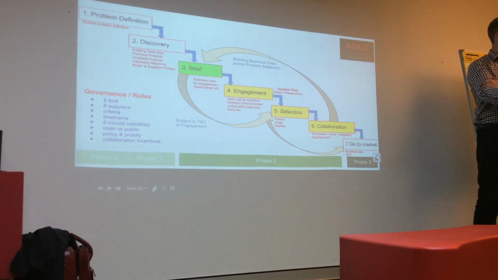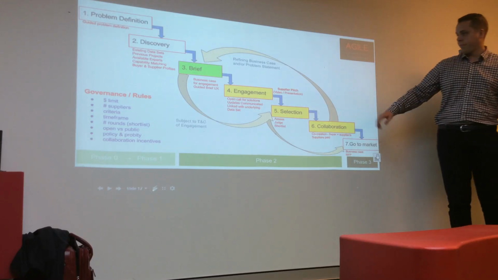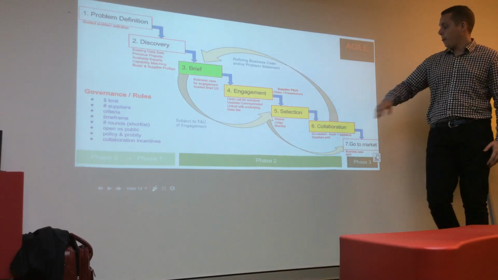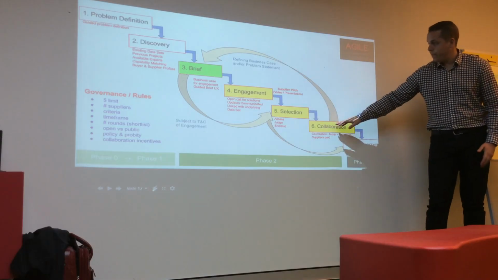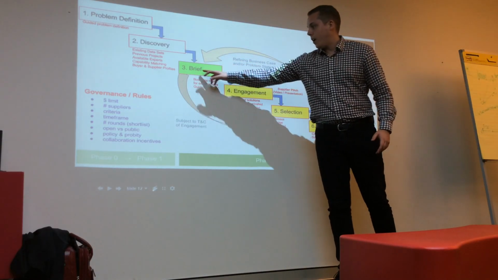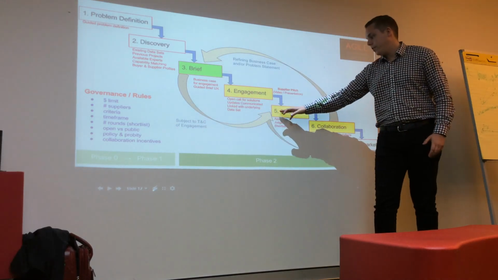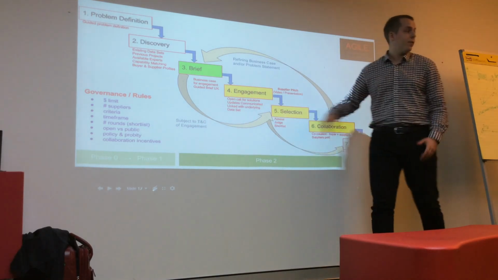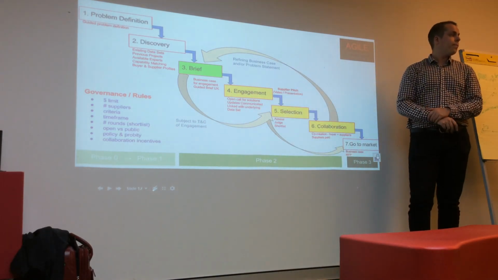Is the iterative part 3 through 6? Sorry, so the collaboration will lead to refining the business case back to 3, which will then go back to the selection of whether that. Okay, by that stage you've already done the engagement, so you're still working with the same.